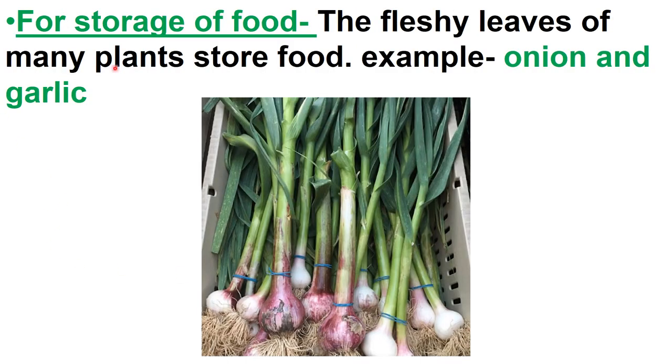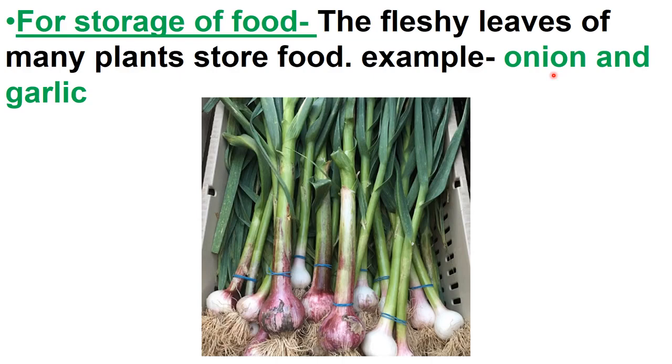Next is for storage of food. So sometimes leaves can modify themselves for the food storage. Like the fleshy leaves of many plants store food. Example, onion and garlic. Now the example of onion you also studied in case of stem modification, okay?